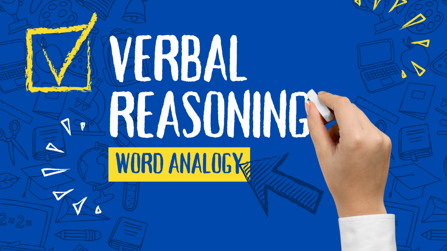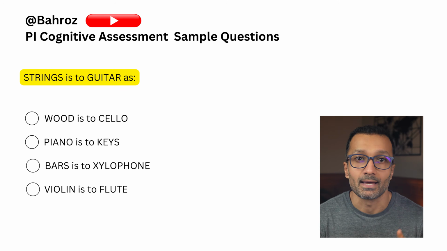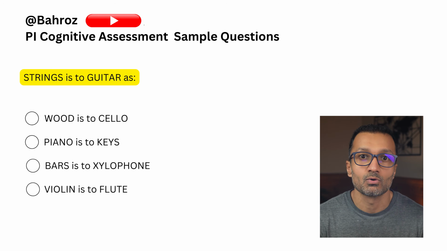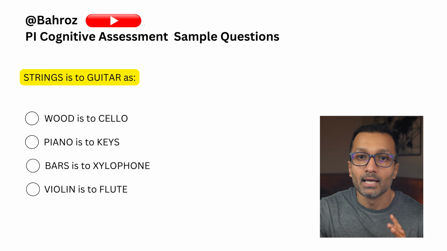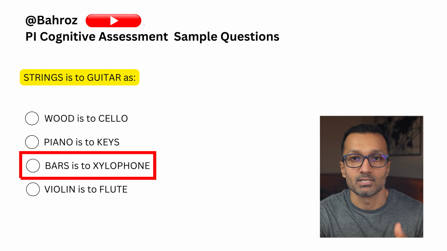So number one is word analogy. Under word analogy, you'll be asked to identify the relationship between two words and find another pair that follows the same pattern. The sample question I have is: strings is to guitar as, options are, wood is to cello, piano is to keys, bars is to xylophone, violin is to flute. Here the correct answer is bars is to xylophone.